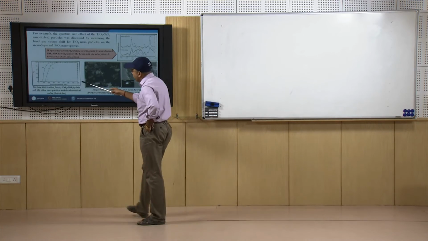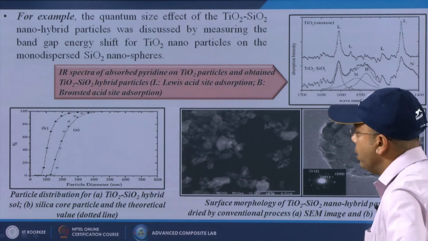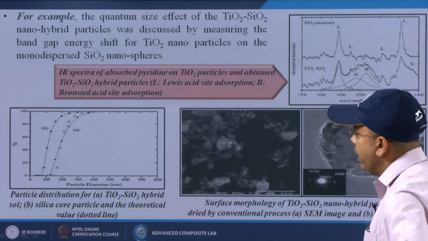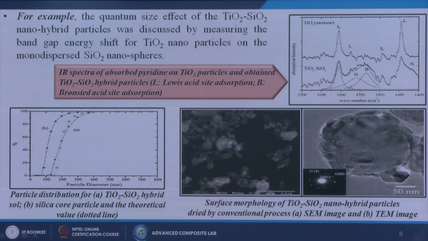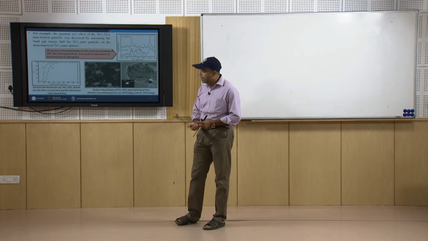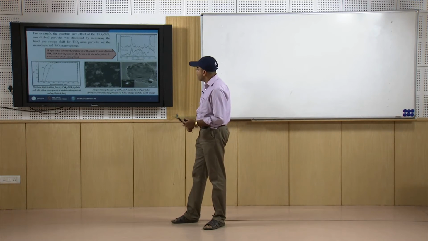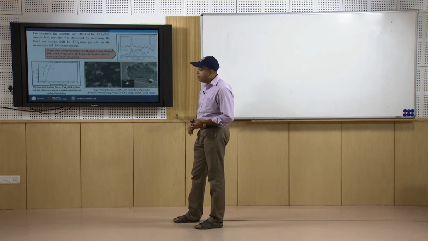When we are talking about the particle size distribution for TiO2 SiO2 hybrid sol gel and silica core particles, and the theoretical value in the dotted line, we are showing that when we change the particle diameter to the nano level, automatically some properties increase for that particular case. The same thing has been proved by FESEM and TEM images also.